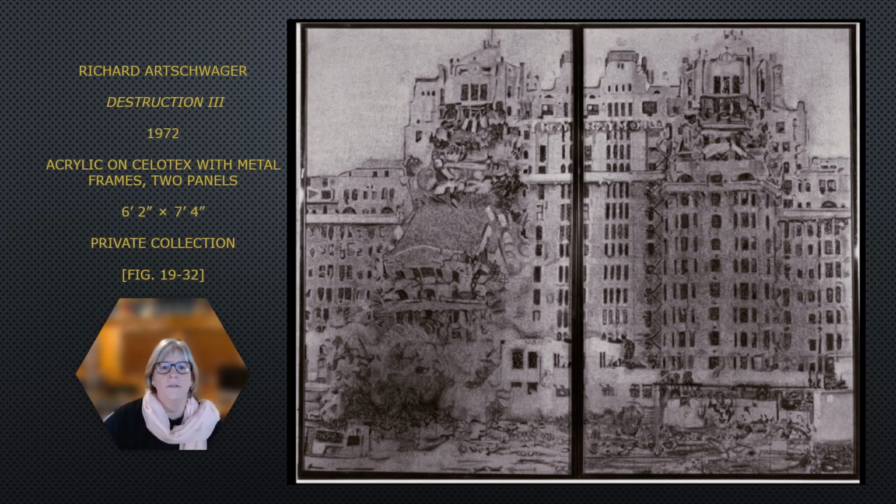This next piece is an acrylic on Celotex. Celotex is a commercial composite paper that is used for inexpensive ceilings. Celotex is the support for Richard Artschwager's Destruction 3, which is the painting you see here, made in 1972.